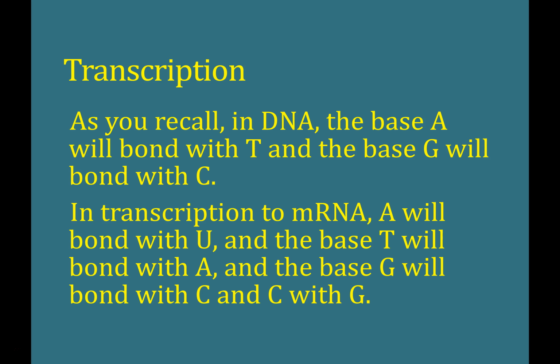Transcription, as I just said, is taking the code from DNA and making a piece of mRNA from it. In DNA, we know that A bonded with T and G bonded with C. But in transcription, because we're making mRNA, and we learned last time that RNA does not have any T's, it has U's instead. So the A is going to bond to a U, and the G still goes to the C. But the A-U is a big deal here.